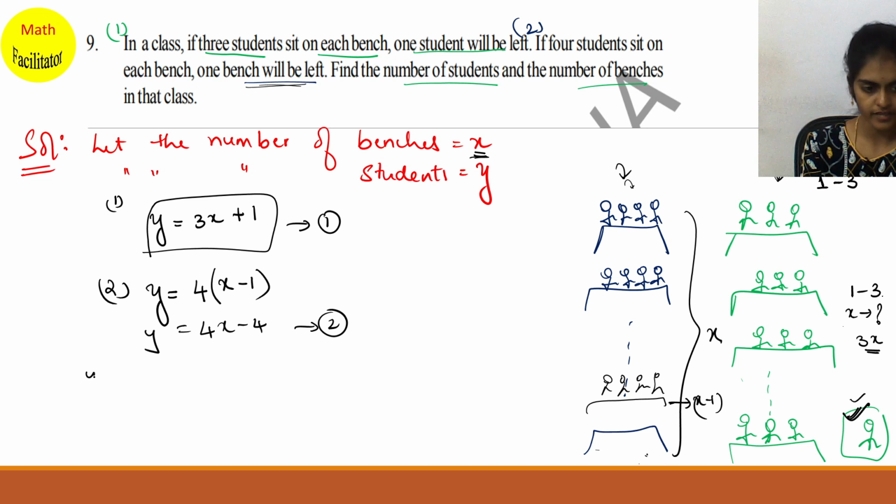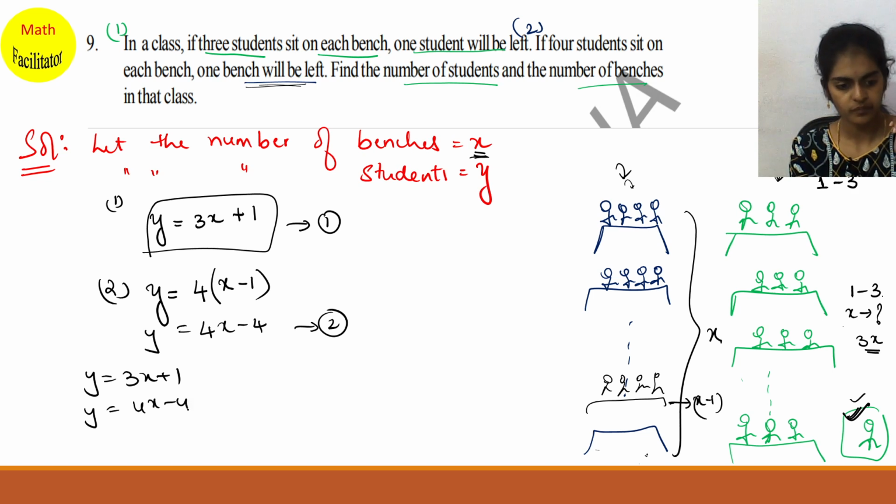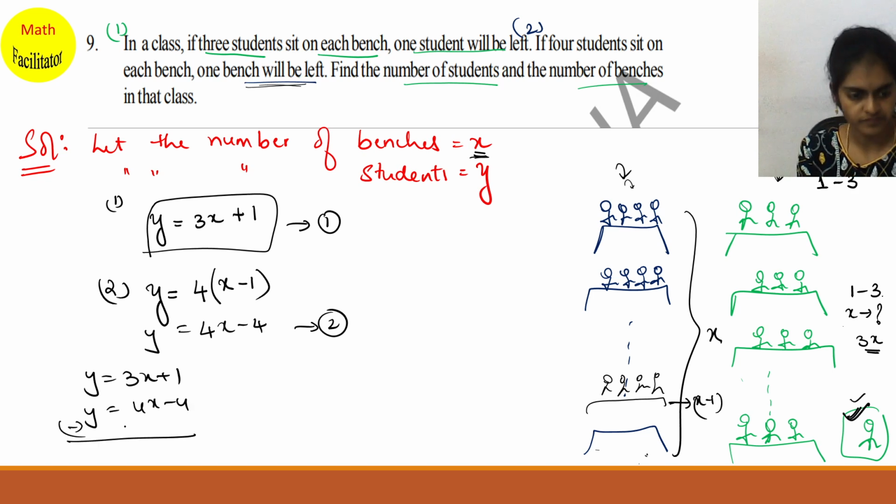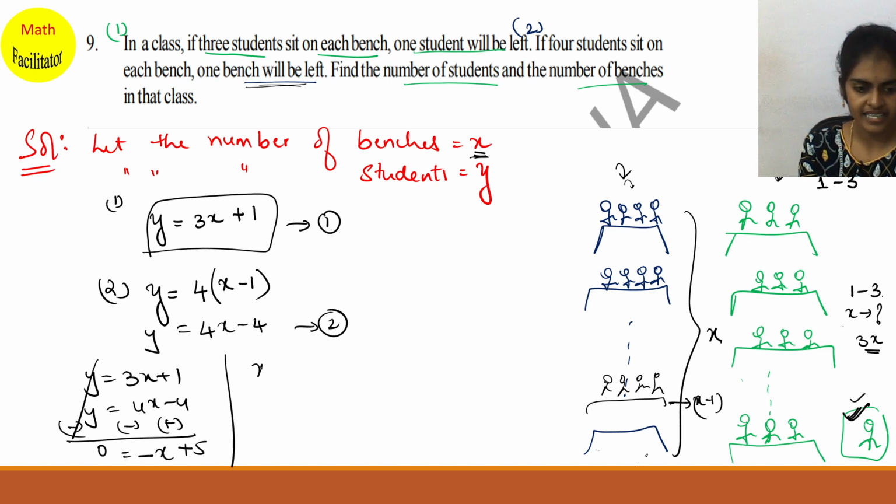So how do we solve? Y is equal to 3x plus 1. Y is equal to 4x minus 4. If I subtract these two, plus y minus y cancel. So 0 is equal to 3x minus 4x, which is minus x, plus 5. Or I have x is equal to 5 as the final answer.